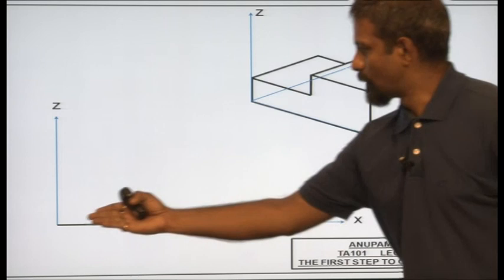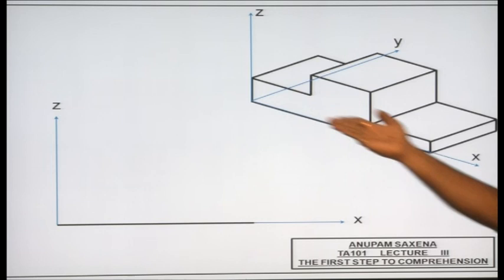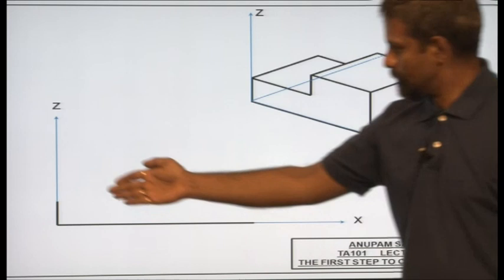What would this edge correspond to? It would correspond to the bottom edge of the object. How about the vertical edge here? This would correspond to this edge of the object.